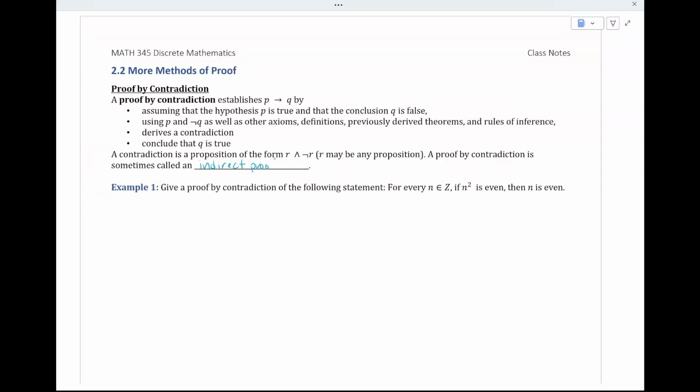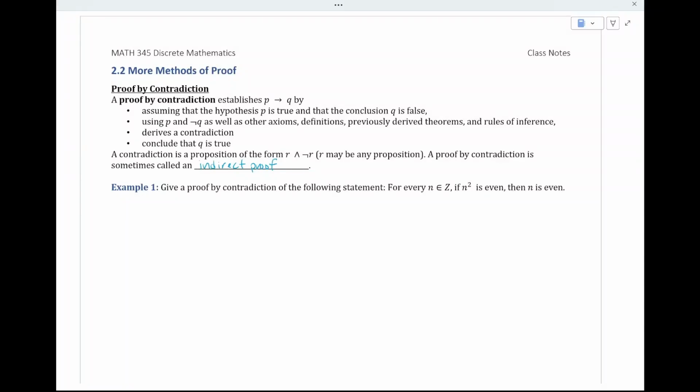Indirect proof, because we are not directly proving the thing, we are proving that it can't not be the thing, so therefore it has to be the thing. Let's take a look at an example. Here in example 1, give a proof by contradiction of the following statement. For every n in Z, if n squared is even, then n is even.